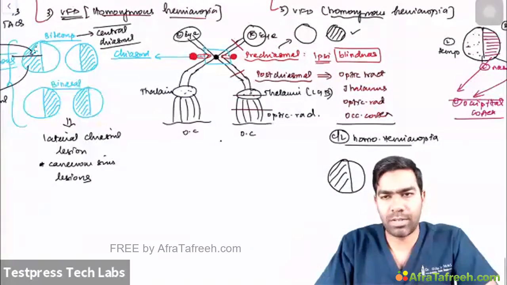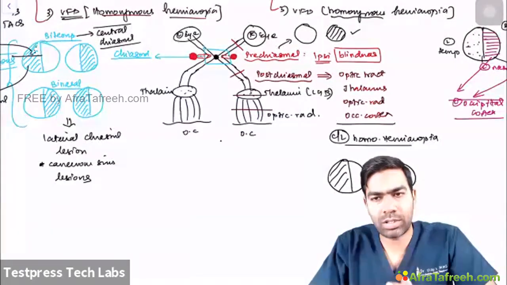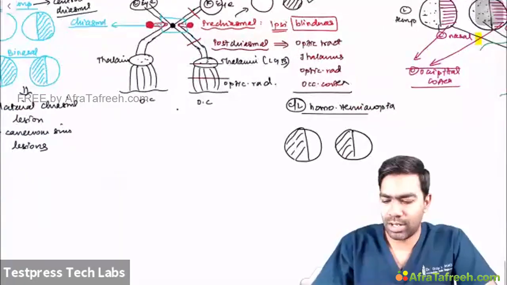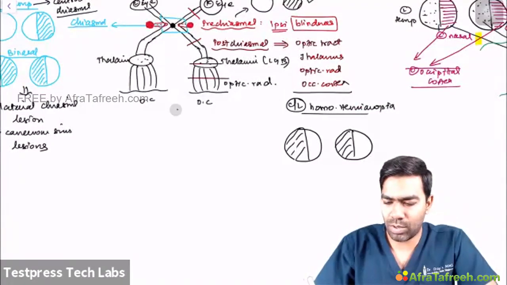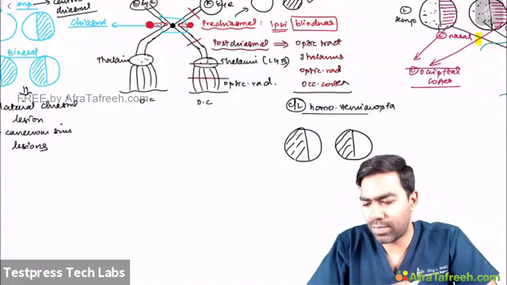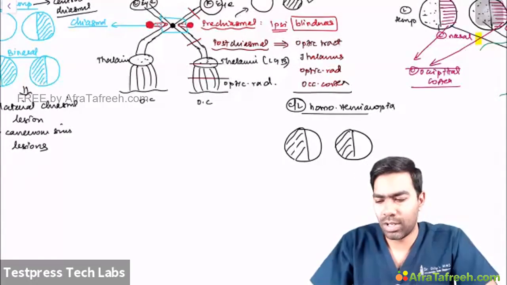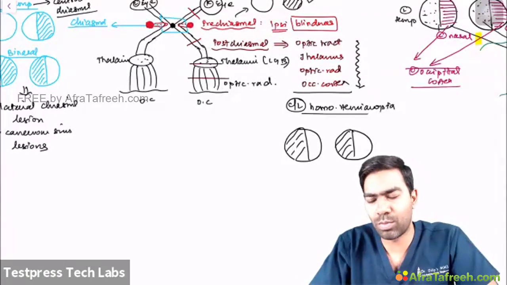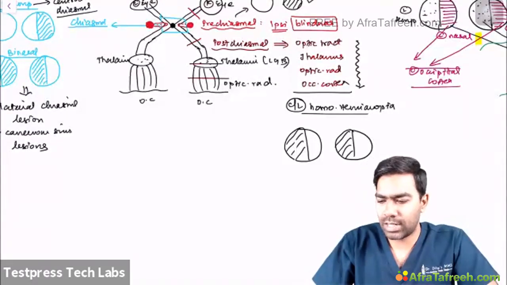So pre-chiasmal we know, chiasmal we know, post-chiasmal also we know, but how to tell whether the lesion is in the optic tract, or in the optic radiation, or in the occipital cortex? For that, we need to know whether the lesion is congruous or incongruous. There is a common rule that as you move towards the posterior side, from optic tract towards occipital cortex, the lesion tends to become more congruous in nature.